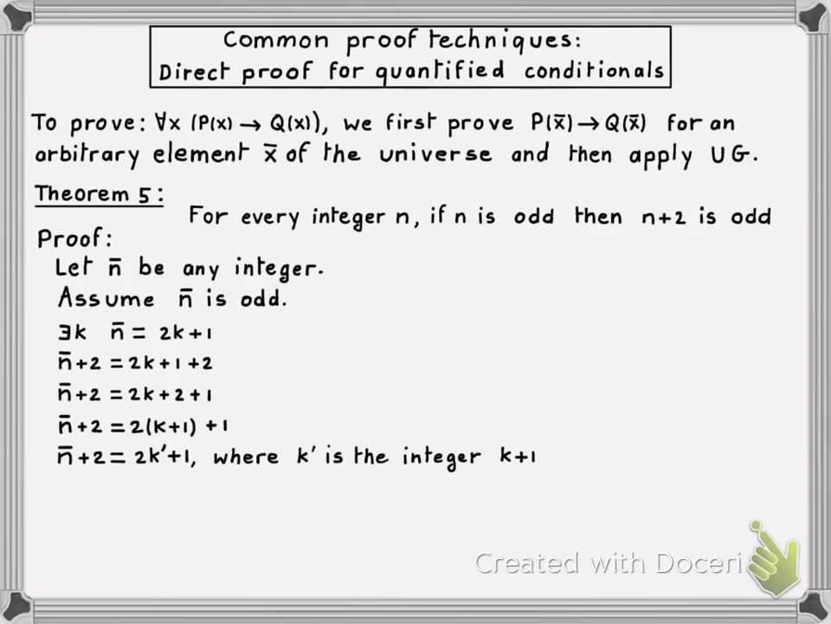So k prime is definitely an integer, and therefore we can use existential generalization to infer that there must exist a k such that n bar plus 2 is equal to 2 times k plus 1. And a particular value of k that allows us to apply this rule is obviously the integer k prime. But this last proposition is actually the definition for n bar plus 2 being odd. So we can infer by definition that n bar plus 2 is odd.